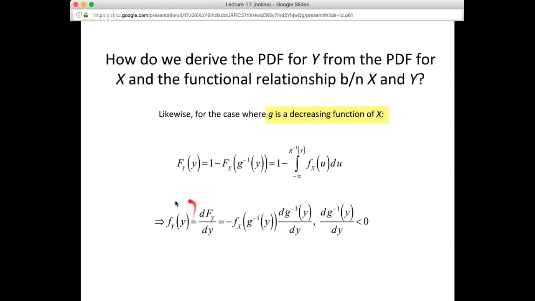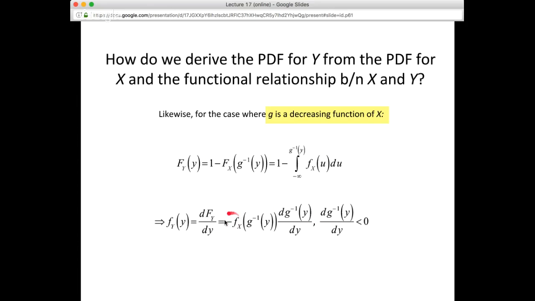So we know that the PDF for the random variable y is just going to be the derivative of the CDF for the random variable y, which in this case, if we take it over to the right-hand side, the derivative of 1, of course, is 0. And then we're left with minus the derivative of this integral, which is just going to be the integrand evaluated at g inverse of y times the derivative of g inverse of y with respect to y, again applying the chain rule.